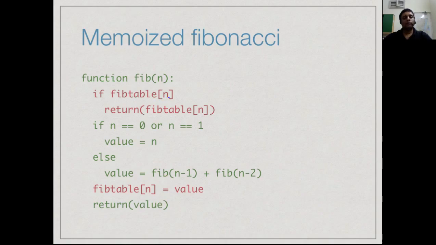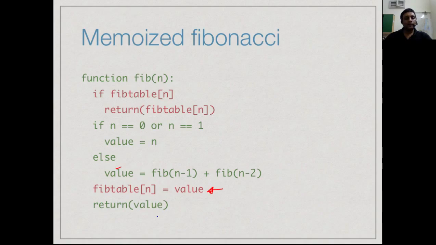So if fib table of n exists, return whatever it says. Okay. If it doesn't exist, then we compute it. Once we have computed it, before we do anything, we put it back in the table, so that next time we will not compute it again, right? So every new value is put back in the table and then we return it.